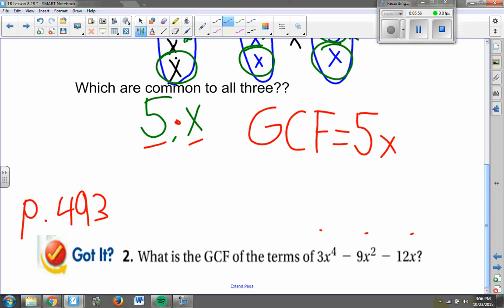Now, what I will say is the greatest common factor should always be positive. Because if it's not positive, that means we're below 0, which I don't think is our greatest number. Greatest means above 0. They should always be positive. All right, so pause the video, take a look at got it number 2 on page 493. When you're ready, come back and we will factor out the greatest common factor of a polynomial.